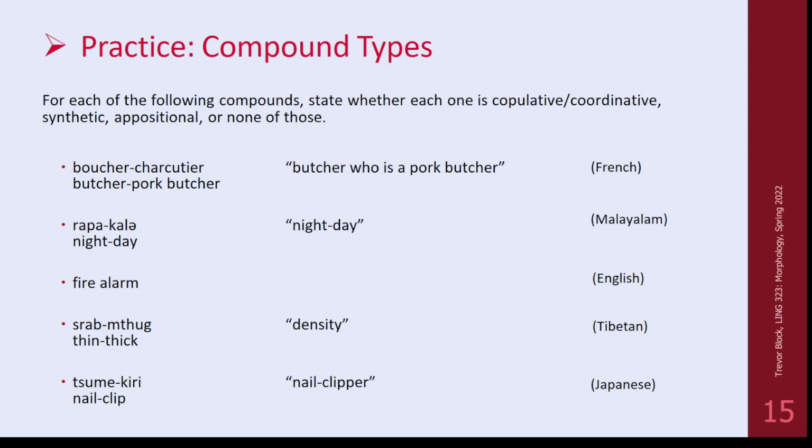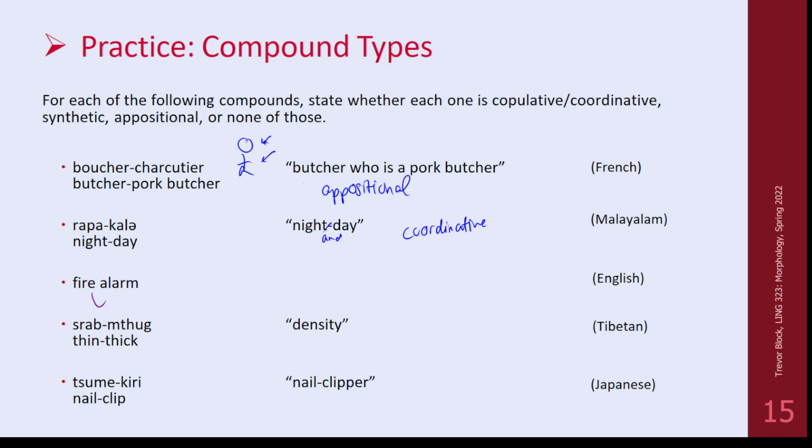So which type of compounds are these words? Butcher, who is a pork butcher, so butcher, pork butcher. This is, of course, referring to the same person. You're giving them two descriptions. So this is going to be an appositional compound. This night day should say night and day. So we see here it is a coordinative compound, since it refers to night and day, both of those things.